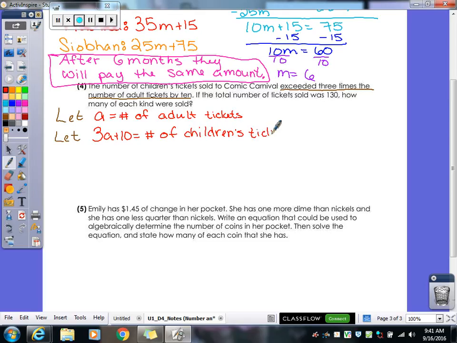Because if you remember, exceeded, that was one of the ones under the addition column. So that told us to add the 10. It exceeded it by 10. And then it said 3 times the number of adults. So that's why we have 3A. That's 3 times our adults. So we had a total of 130 tickets. So our adult tickets plus our children's tickets equals 130.